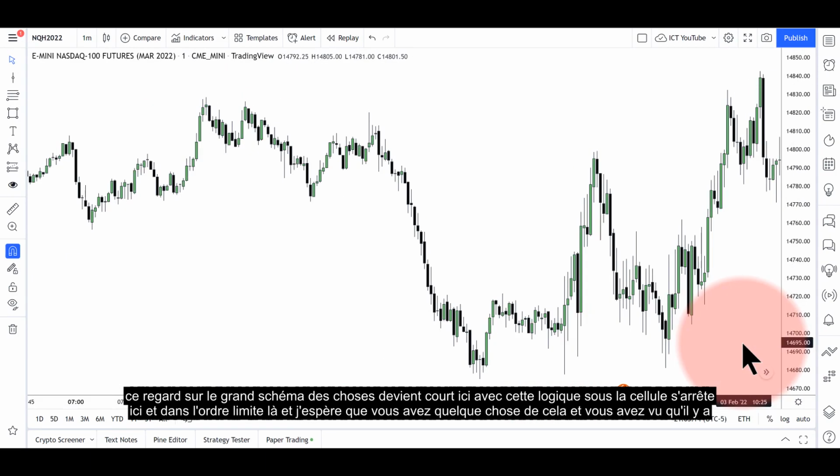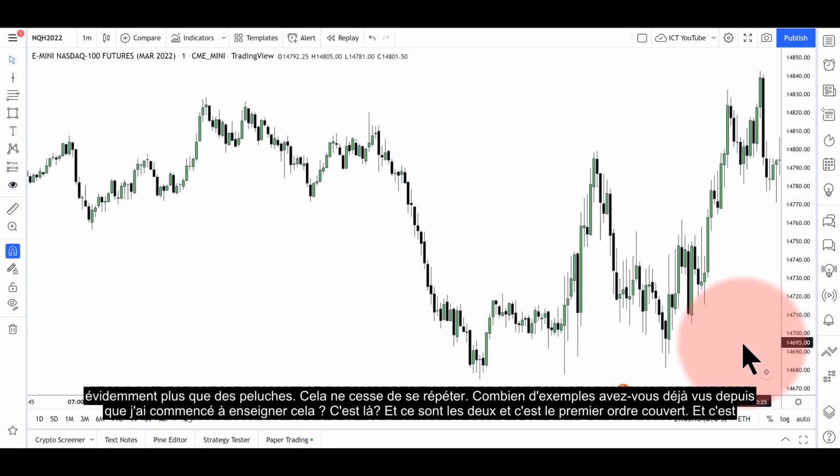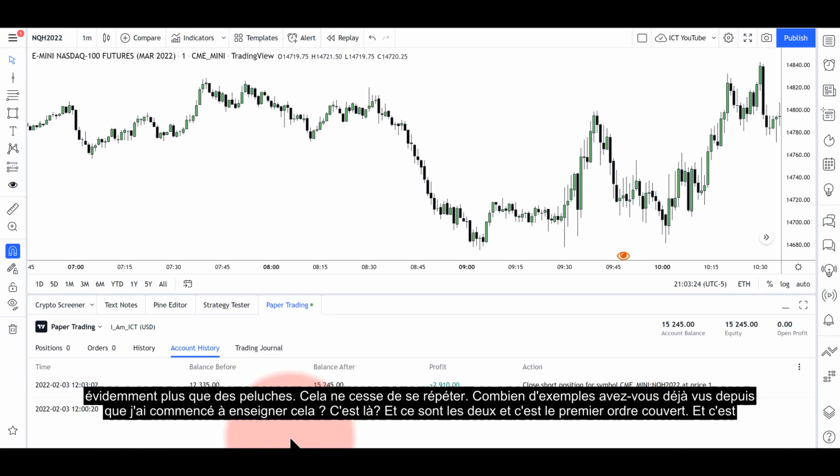And hopefully you've got something from this, and you've seen that there is obviously more to it than just fluff. It keeps repeating. How many examples have you seen already since I started teaching this? It's there. And these are the two. This is the first order covered, and this is the second one.